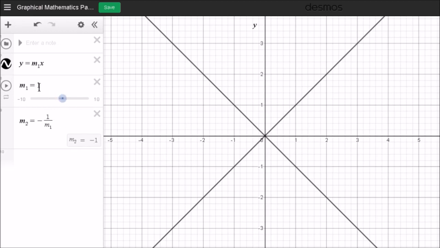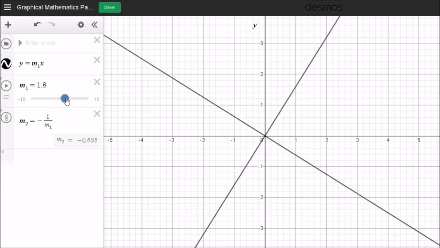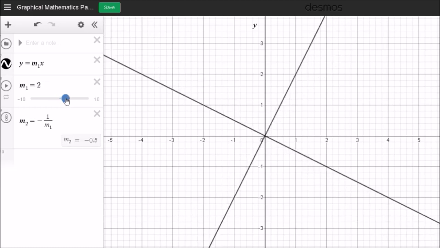Now if I was to turn this line round, and let's make it say 2. Now this gradient here is 2, and the gradient of the other line is -1/2. So if I multiply 2 by -1/2, I get -1.